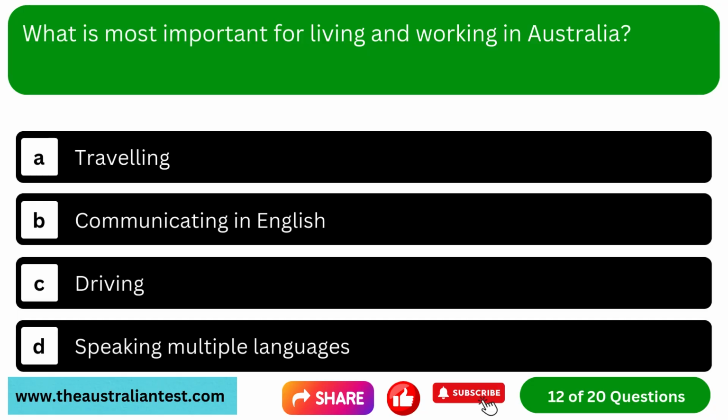Question 12. What is most important for living and working in Australia? Option A, traveling. Option B, communicating in English. Option C, driving. Option D, speaking multiple languages.